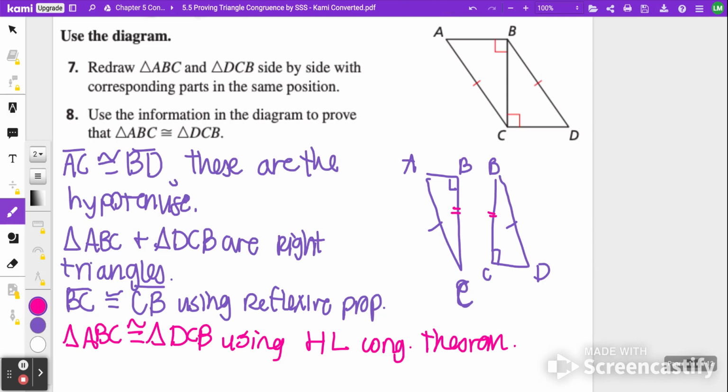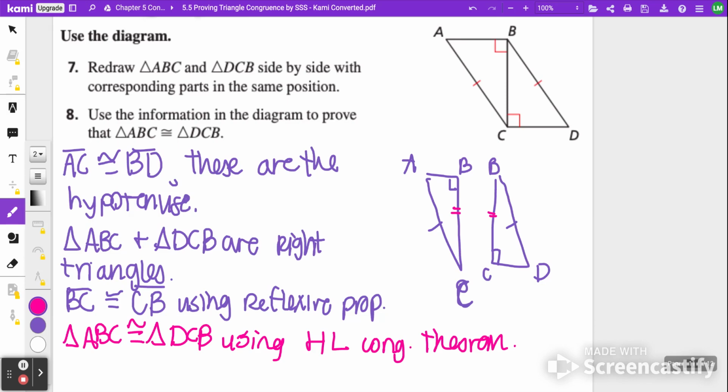If you decided to use any additional reasonings, you could have, but I'm not sure exactly what proof you could have done, especially with maybe AB and CD. We don't know if those are congruent, but what we can probably assume is that they are now that we know how these right triangles are setting up.